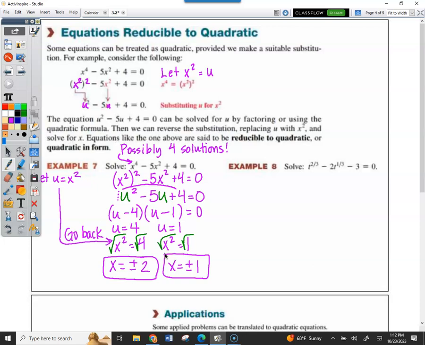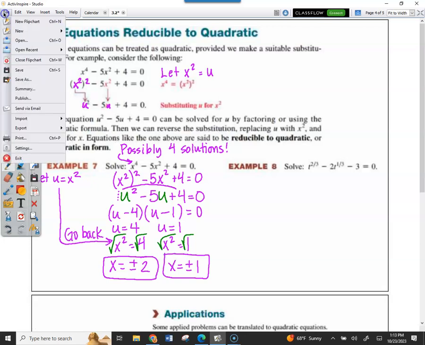Okay, let me give you another nice one before we do the fraction one. Can you find some blank spot? Maybe go to the very last page. We're going to solve x to the 4th minus 5x squared minus 36 equals 0. You're going to solve that by u substitution.